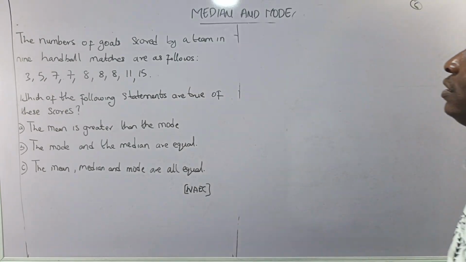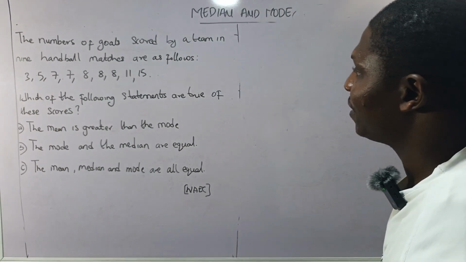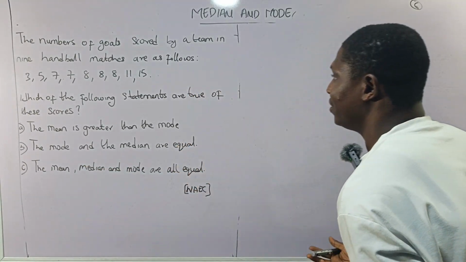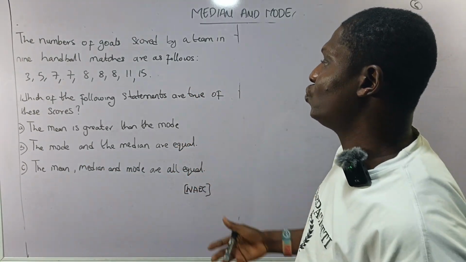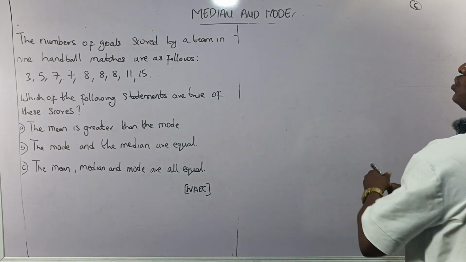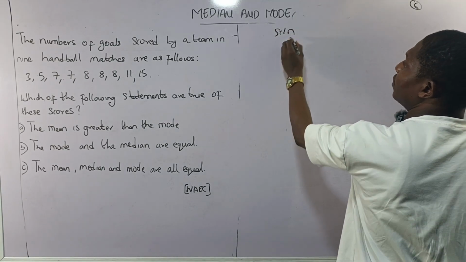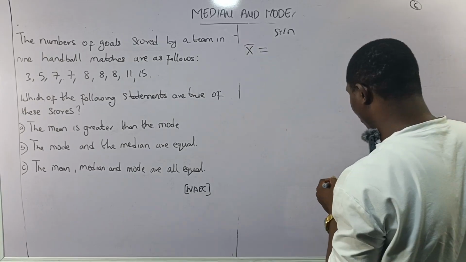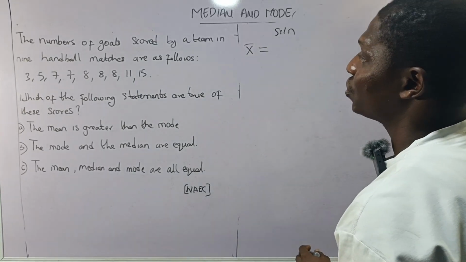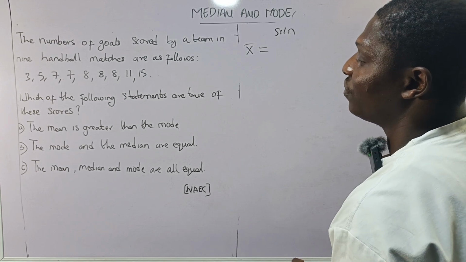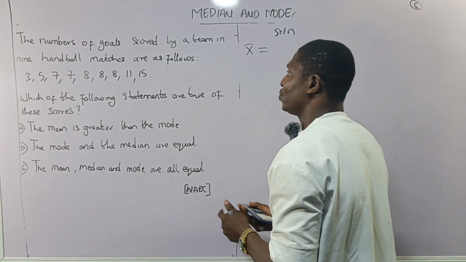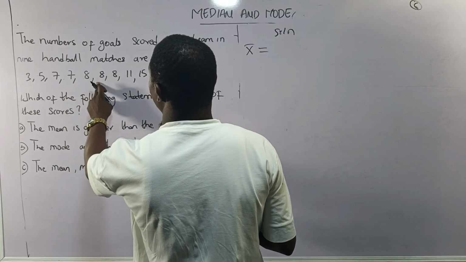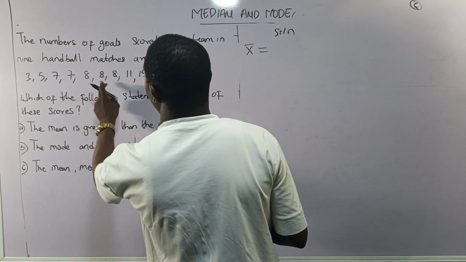So let's see. This question expects us to get the value of the mean, median, and mode before we can give the comparison, that is, to know which is true and which is not. So, solution. First, we'll get the mean. The mean, x bar, is equal to what? Sum of the what? Values. Since they are not in a table, divided by the number of what? Data points.